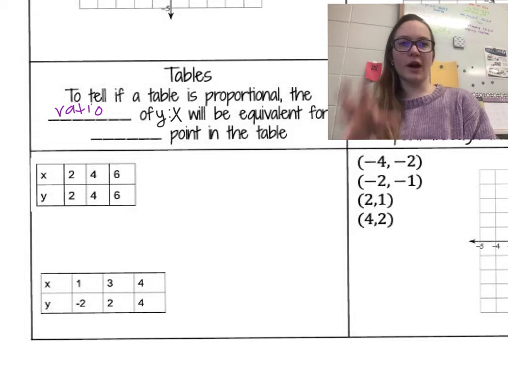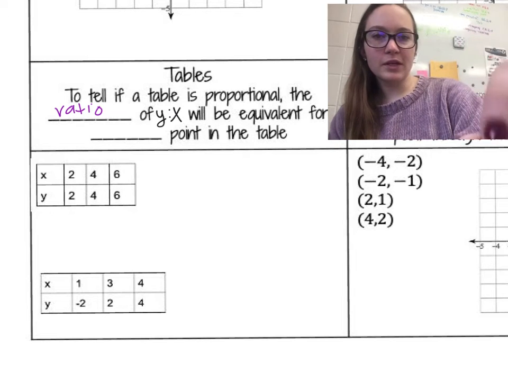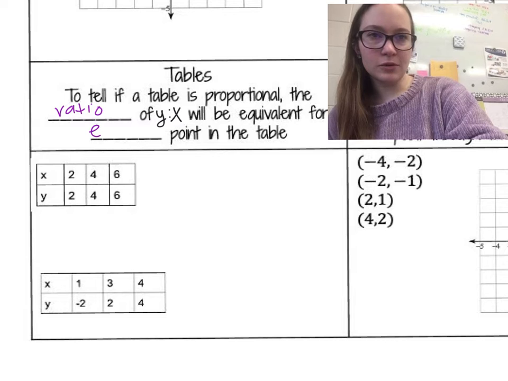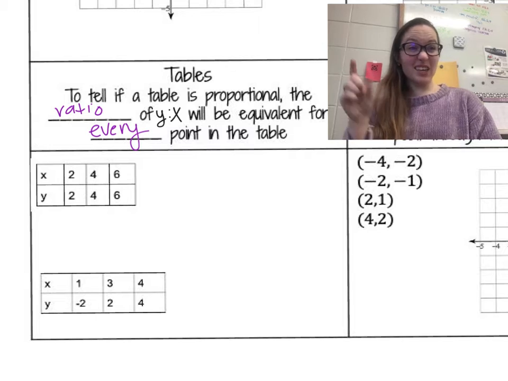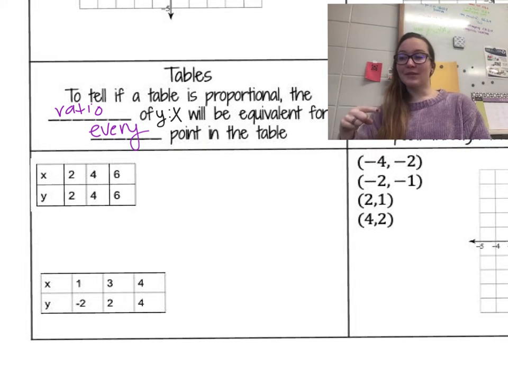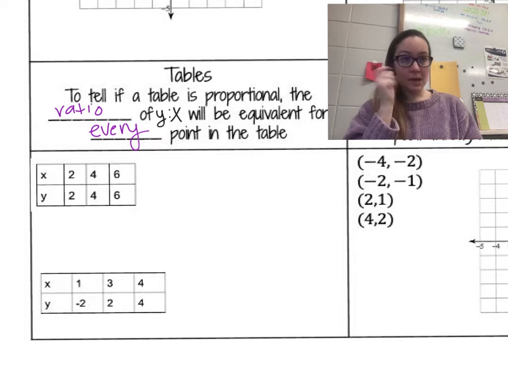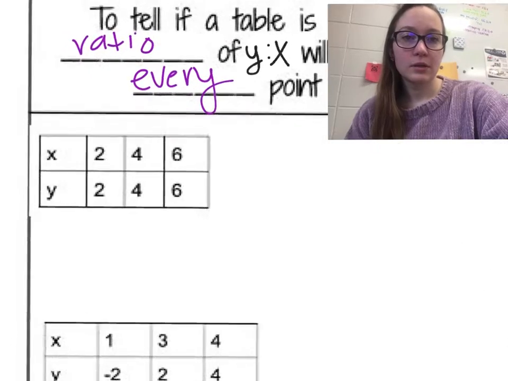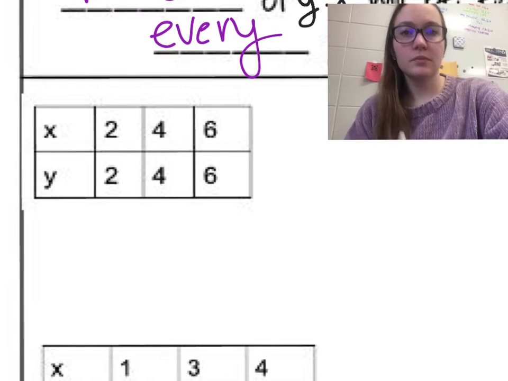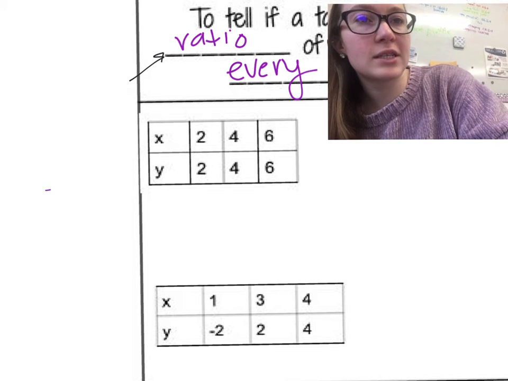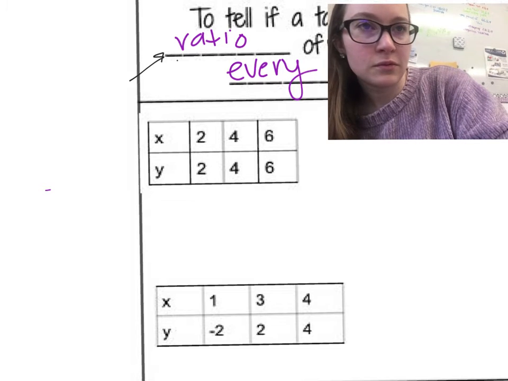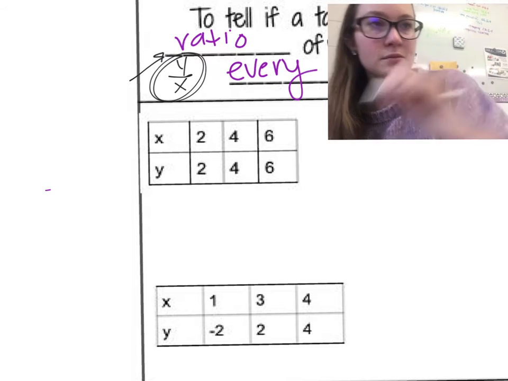So the ratio of y to x will be equivalent for every point in the table. Okay? So we're going to take that x and y value, write them as reduced fractions, and then if you get the same thing, that means they're equivalent for every point, right? So for ratio, let's say we're going to do y over x. I want you to write that down. Y over x. Okay?